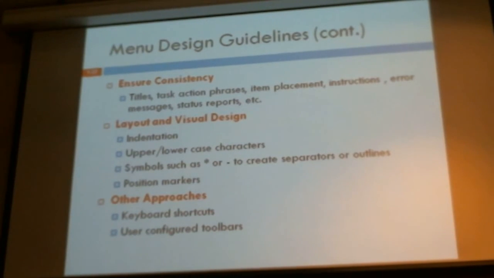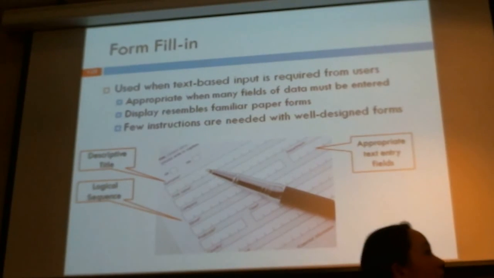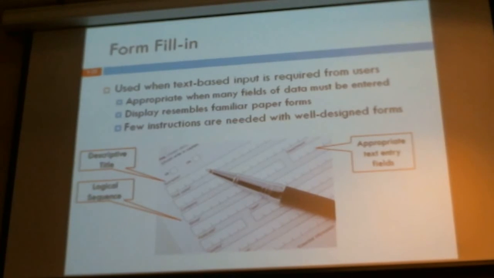And then other approaches for being able to input information are keyboard shortcuts or user-configured key toolbars to be able to change the options that you present the user so they can change them themselves. Okay, there's also form fill-in. This is used when text-based input is required. They can't just do a point and click. And we see forms all the time, right? Same things as a menu: descriptive title, logical sequence, appropriate text entry fields. These are all things that you have to think about when you're designing forms.